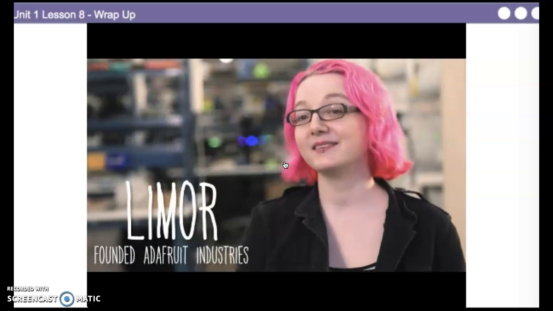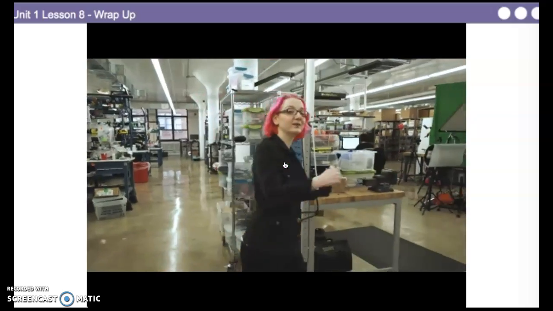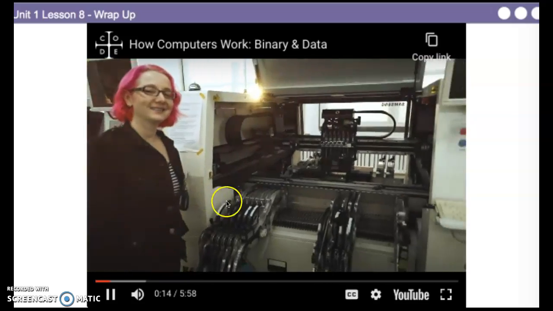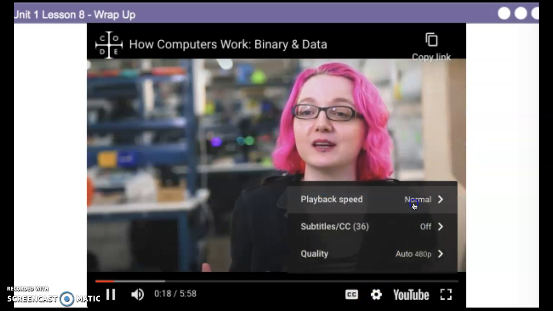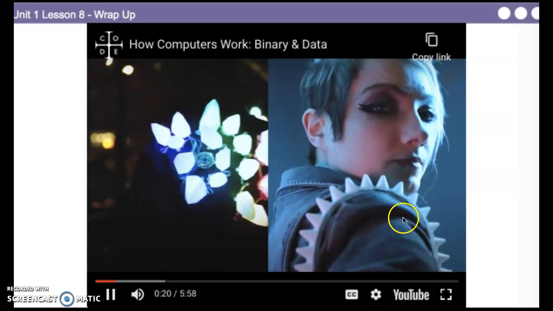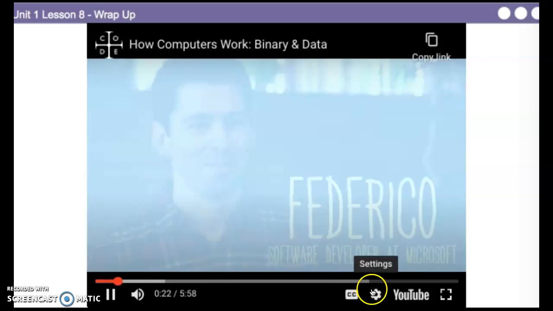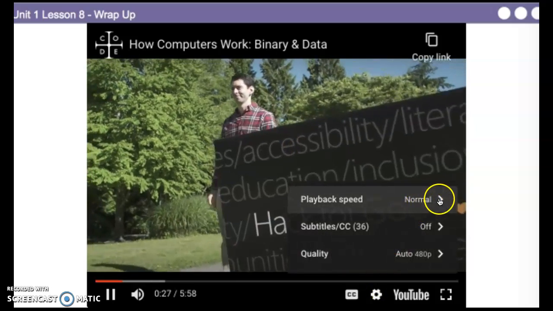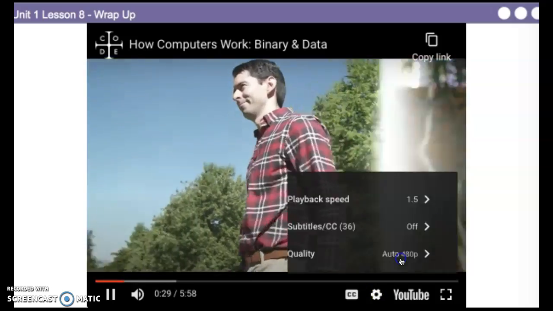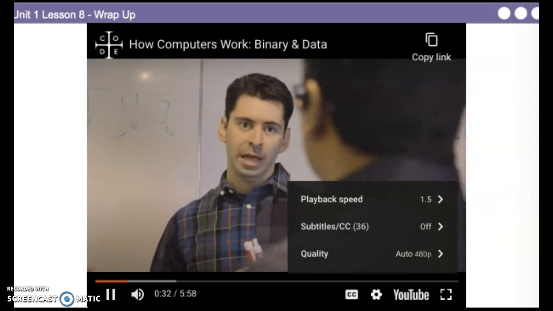Hi, my name is Lamore Freed, and I'm an engineer here at Adafruit Industries. And this is where I do engineering and design, and I design circuits for fashion and music and technology. My name is Federico Gomez Suarez, and I'm a software developer with Microsoft Hack for Good. And I look into using technology to help us solve some of the big social problems of our times.